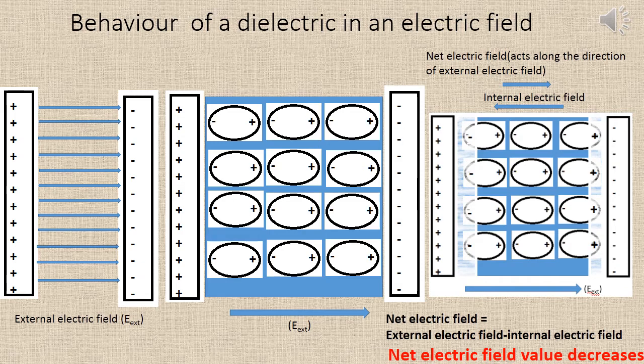So finally, compare the direction of the external electric field and the direction of the internal electric field. Compared to the external electric field, the strength of the internal electric field is lesser, but it is acting in the opposite direction. Since the internal electric field opposes the external electric field, you will get the net electric field within the dielectric. So how will you calculate the net electric field? At the bottom, the formula is given. Net electric field is equal to external electric field minus internal electric field. On the whole, what will happen? The net electric field value decreases when the dielectric is introduced within the electric field.